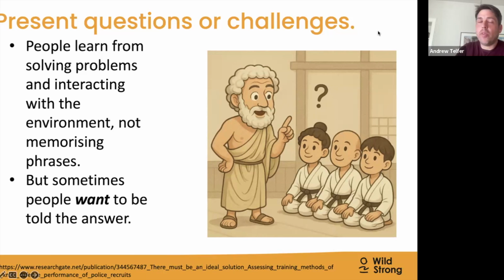They enjoyed being told that there was one best answer, whereas the participants who did this more emergent method, even though they were objectively much better at the end of it, felt like they didn't get as much out of it because nobody told them what to do. So we have this tension where people learn from solving problems and interacting with the environment, not memorizing phrases. But a lot of times people want to be told what the answer is. They want to be told how to do this. So this is another element of tension that we need to consider.